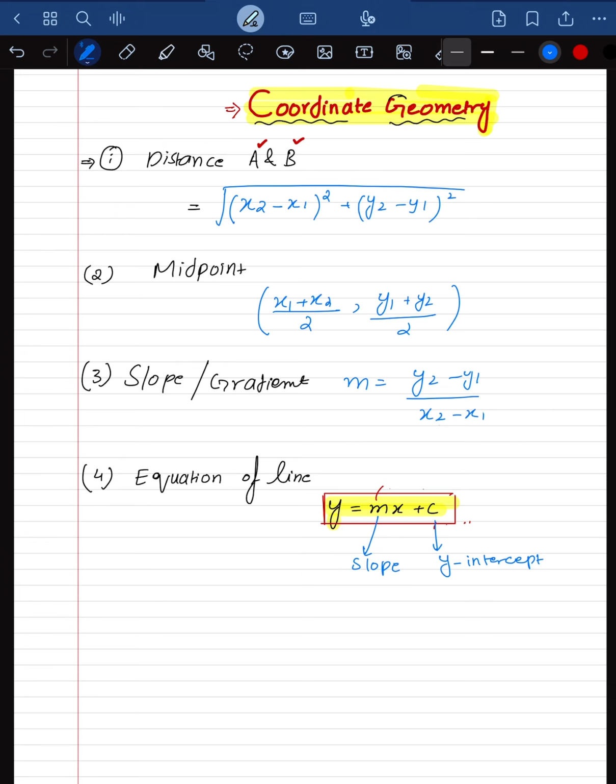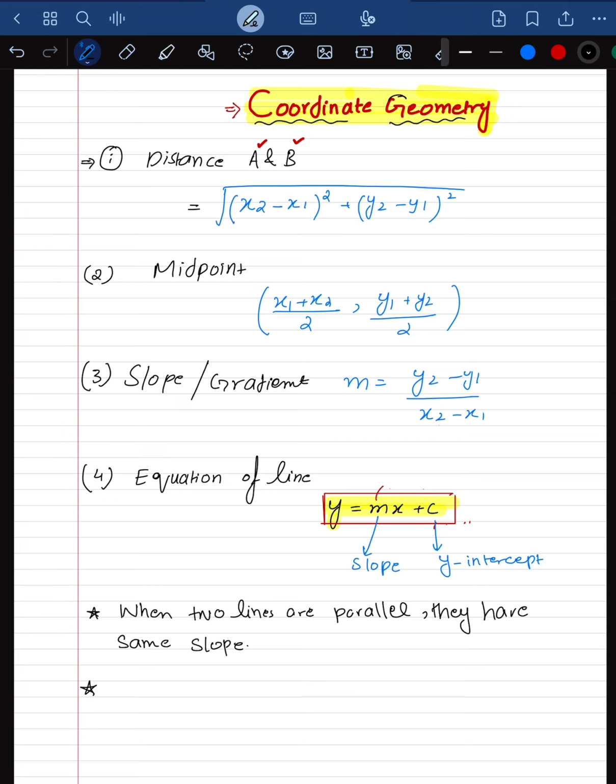In addition to these four formulas, the next thing you need to learn: when two lines are parallel, they have the same slope. This is the next point, and this is very important in order to solve these questions. They have the same slope.